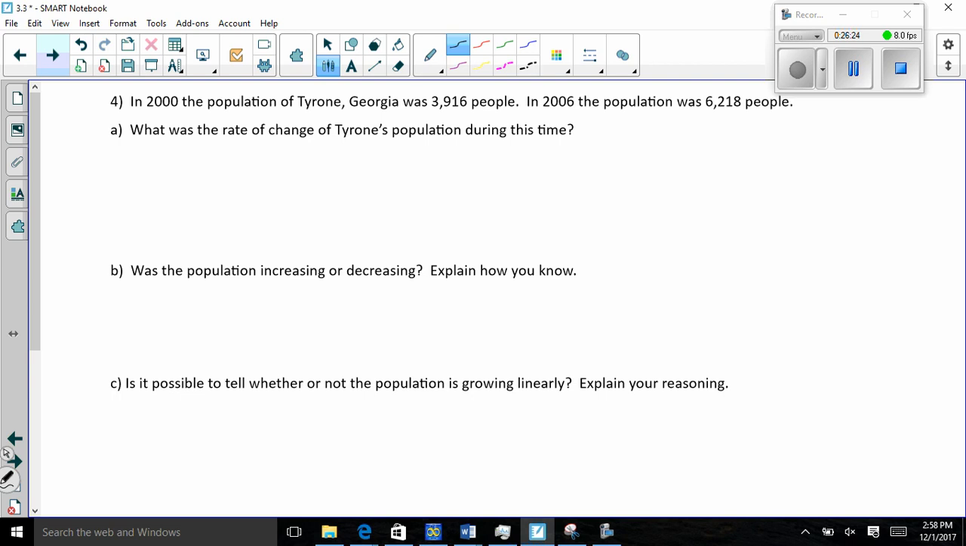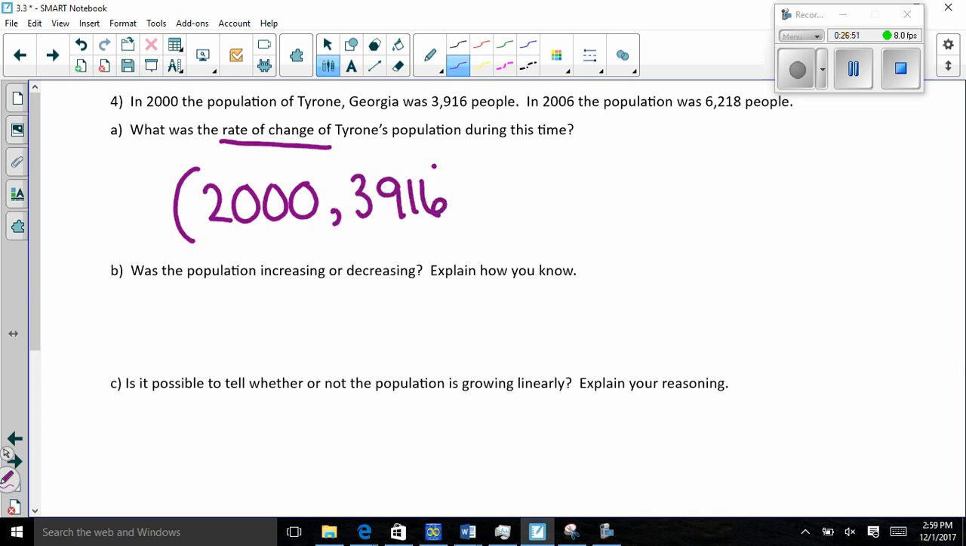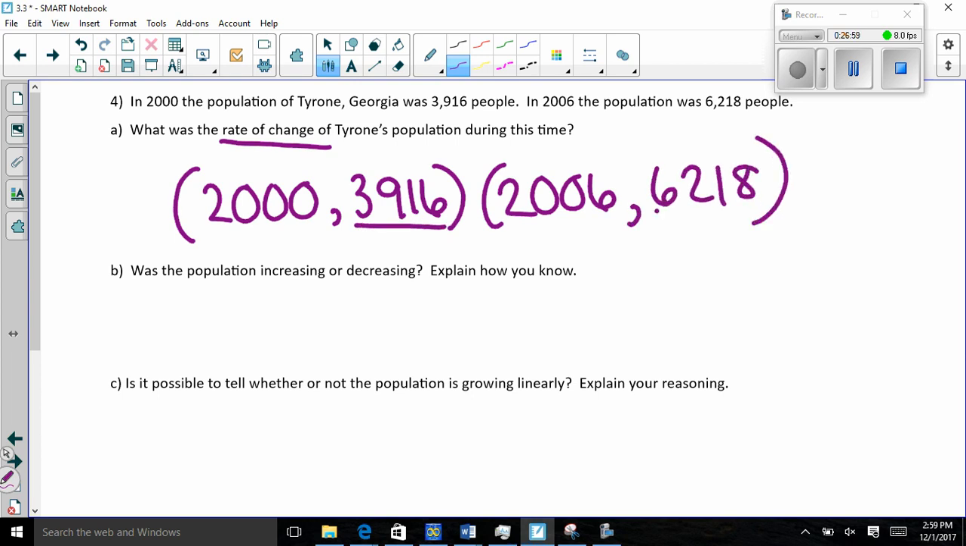So, last one, you can see that they're talking about different dates. So they're talking about 2000, the population was 3,900, and 2006, the population was 6,218. So this is actually a linear equation. That's for the rate of change. So first I have to write them as points. So in 2000, that's right here, 3,900. 2006, there was 6,218 people. And I know if I'm going from this to this right here, my population changes.